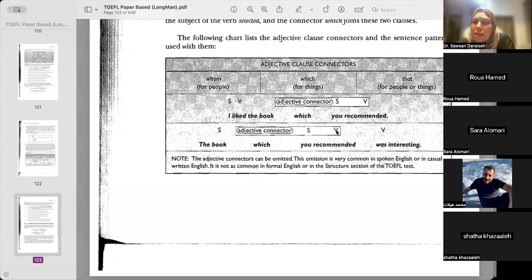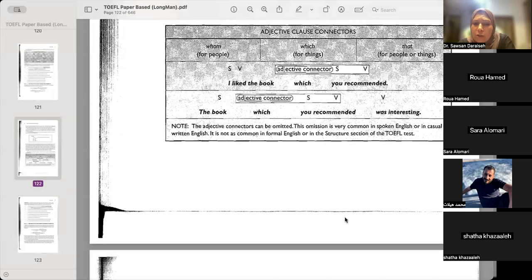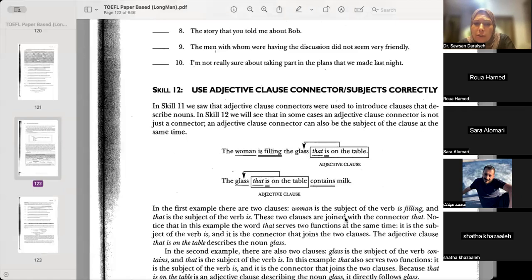Of course, guys, why would there be a separate connector and subject? Because of the meaning that I want to say as a speaker. It depends on what you want to say. So sometimes we use adjective clauses without a subject because the connector itself is the subject over here, and we will go through certain examples in order to understand this better, okay?